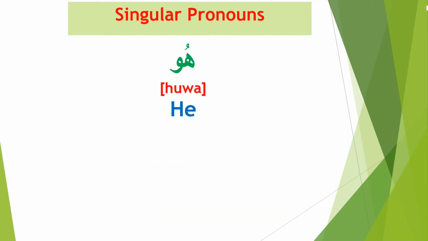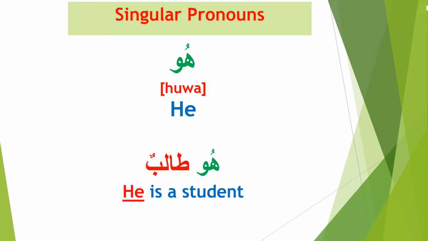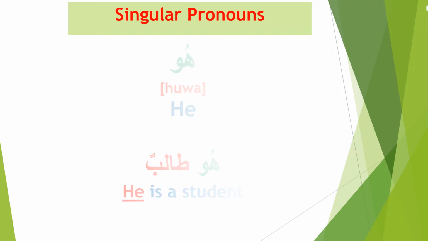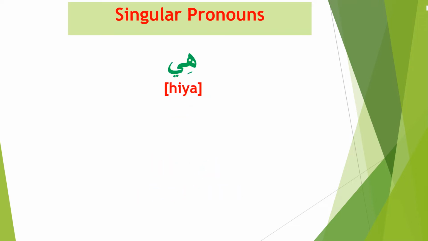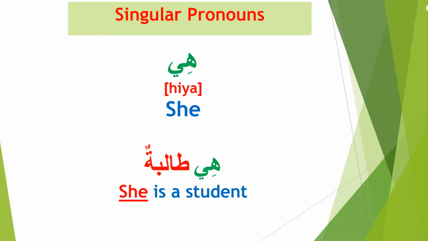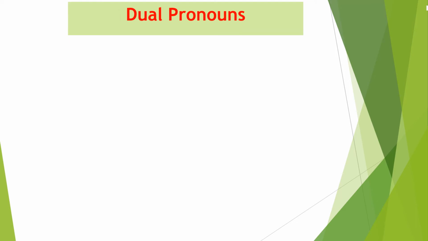هو, he, for masculine. Example: هو طالب. He is a student. هي, she. Example: هي طالبة. She is a student. The second type of pronouns are called dual pronouns. These pronouns are used to refer to two people.